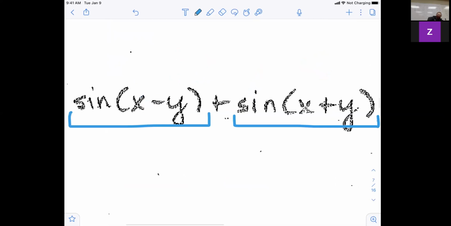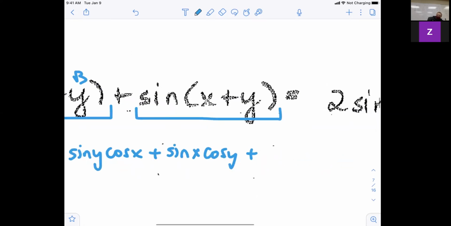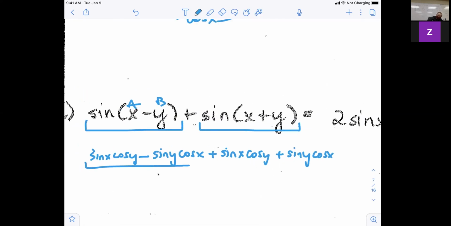So I hit A and B. I do sine of x, cos of y minus sine of y cos of x, plus sine of x cos of y plus sine of y cos of x. So these two came from the first one. These two came from the second one. Everyone okay so far?